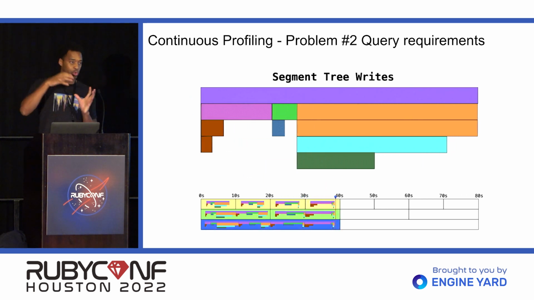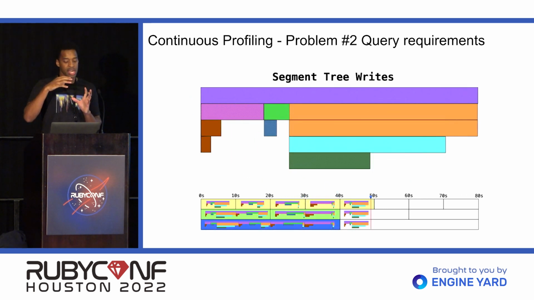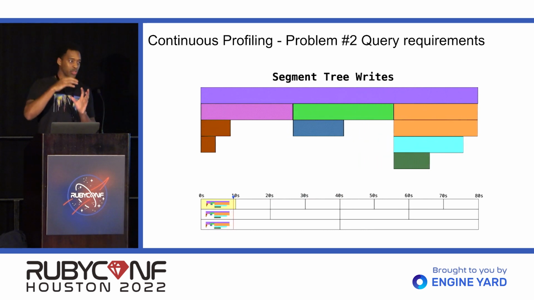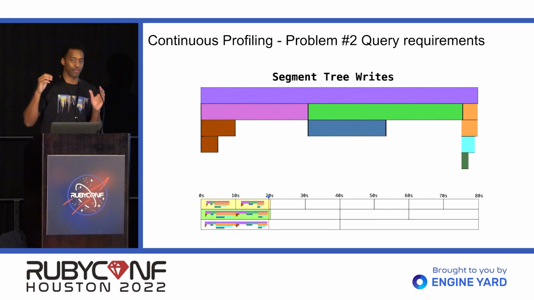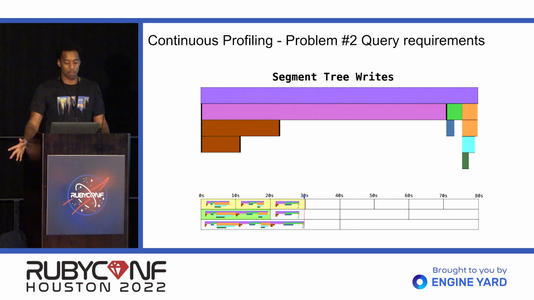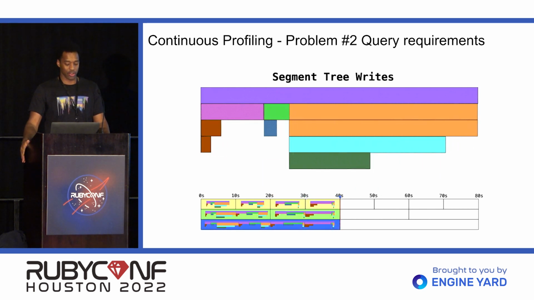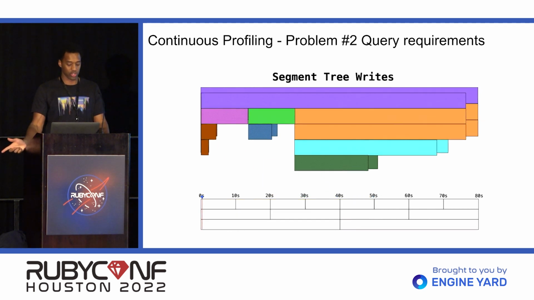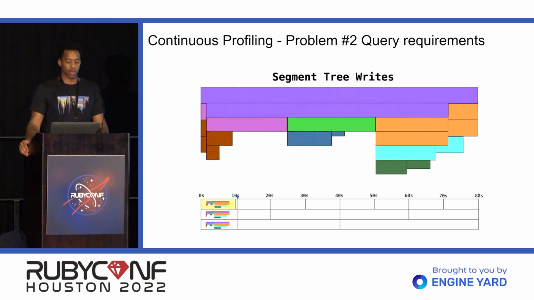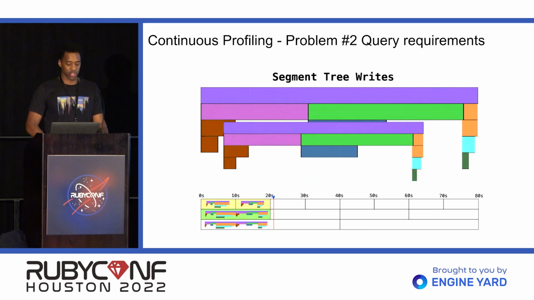Okay, so that's, on the storage side, how we store it really efficiently. And then the question becomes, once you have all this data and it's stored very efficiently, how do you get it back in a way that's both fast and somewhat efficient? And so the way we did that was using something called segment trees.